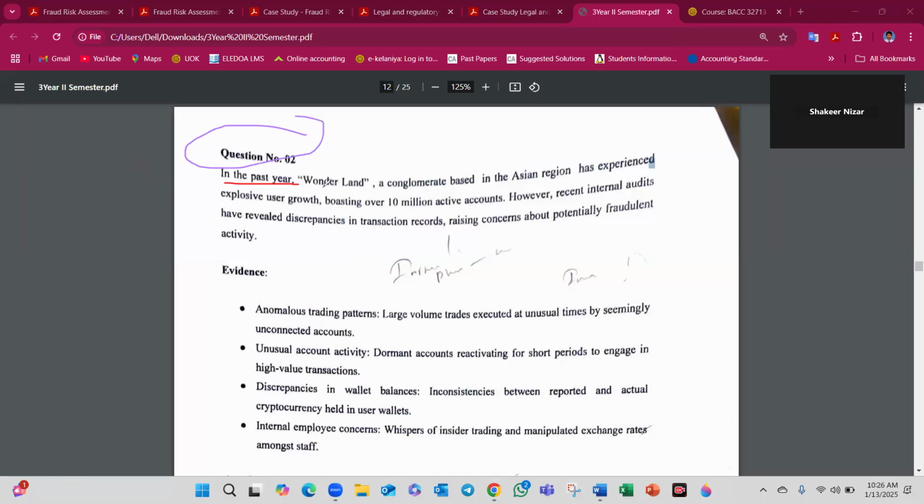In the past year, Wonderland, a conglomerate based in the Asian region, has been experiencing explosive user growth, boasting over 10 million active accounts. However, a recent internal audit has revealed discrepancies in transaction records, raising concern about potentially fraudulent activities coming from evidence.